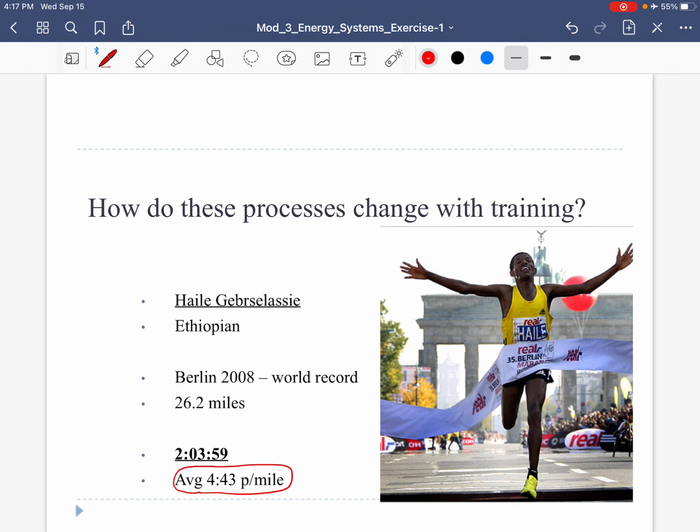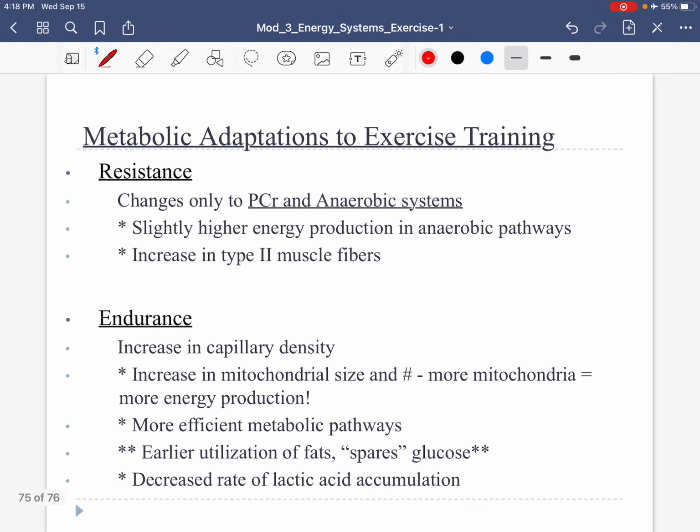Since then, we had a dude under some controlled environment, so it doesn't count as a world record. We had the dude get under 2 hours. Absolutely insane. I'm not going to ask you that, but it's just a feat of excellence. So what are some adaptations to our energy systems with training? Well, like everything else, exercise training is good, and our body begins to adapt.